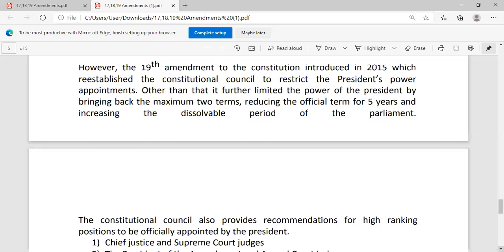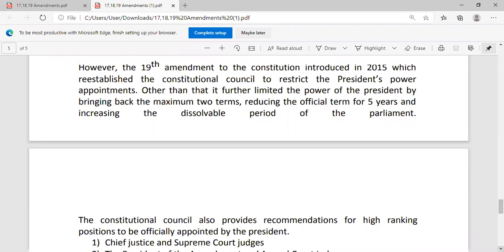So the 19th amendment increased that. The 19th amendment increased that 1 year period to 4.5 years. Until the parliament has completed 4.5 years, the president can't dissolve the parliament, right?